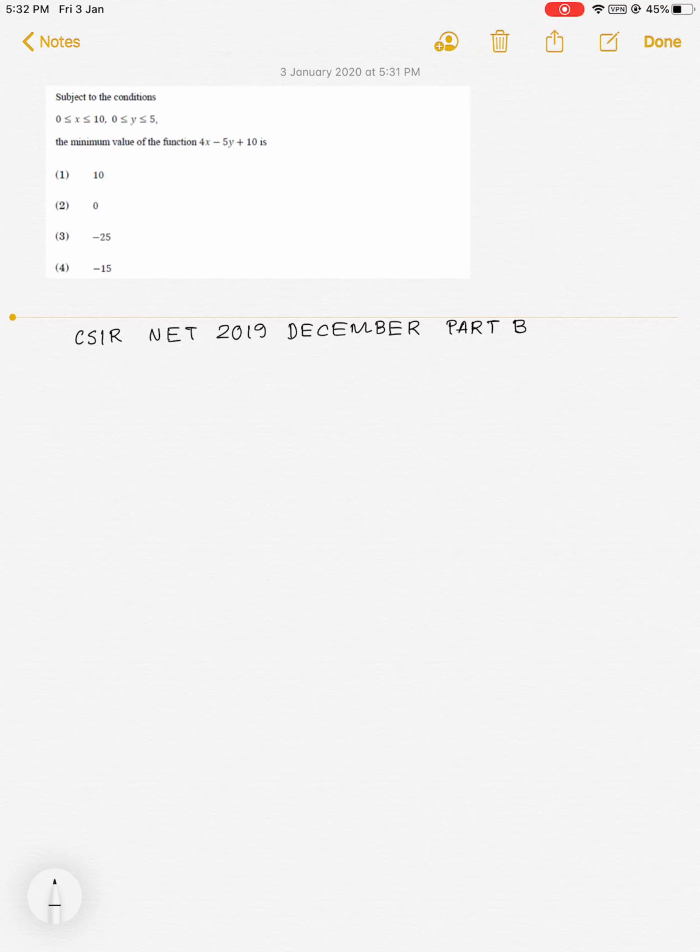Dear students, let us solve this problem. This problem appears in CSIR NET 2019 December in part B for the marks 3. First, let us rewrite the given problem in the following form.